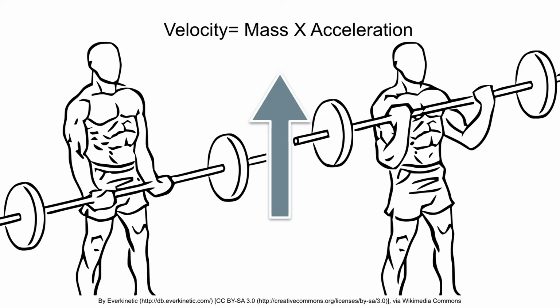The second variable that we can manipulate to increase motor unit recruitment is velocity. Velocity is simply the speed from one position to another and is measured by mass times acceleration, or the load times acceleration. So how fast you move the weight from the bottom start position of a bicep curl to the top position of a bicep curl is the velocity. Our focus is going to be on increasing acceleration to increase the velocity.